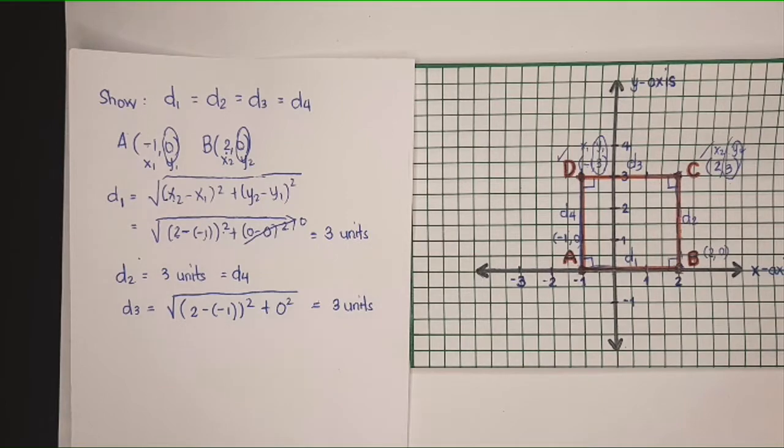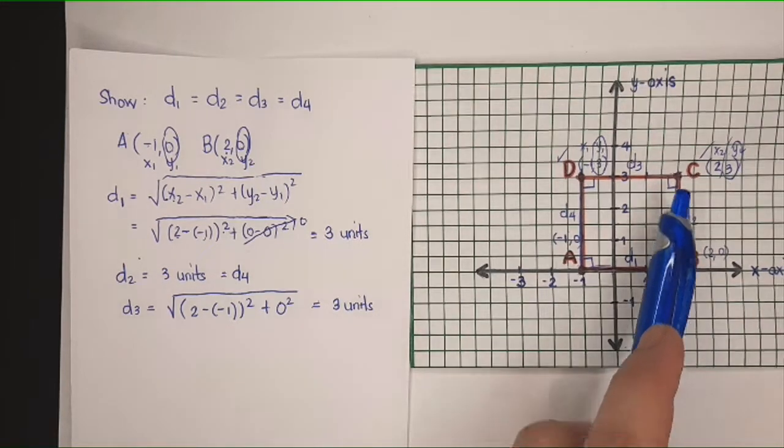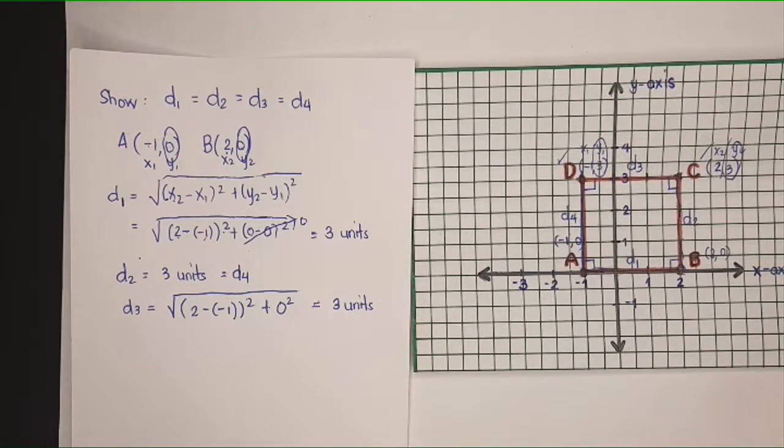Ano pa yung kailangan nating i-prove? Kailangan ma-prove natin na 90 degrees itong mga ito. Right? Okay, this is how you do it. Gawa tayo ng right triangle. Paano yun? Kunyari, ito muna.